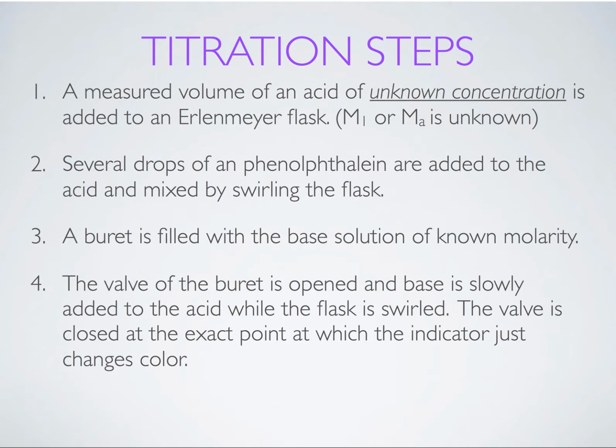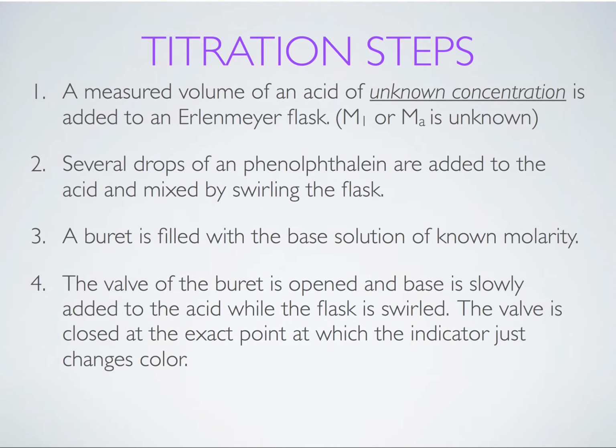You would start off by putting several drops of the phenolphthalein indicator into your Erlenmeyer flask and swirl it around. Initially, this doesn't do anything. When phenolphthalein is exposed to an acid, it remains clear. Then you would have something called a burette, which is filled with a base solution of known molarity. So I know the concentration of that. So that would be Mb.